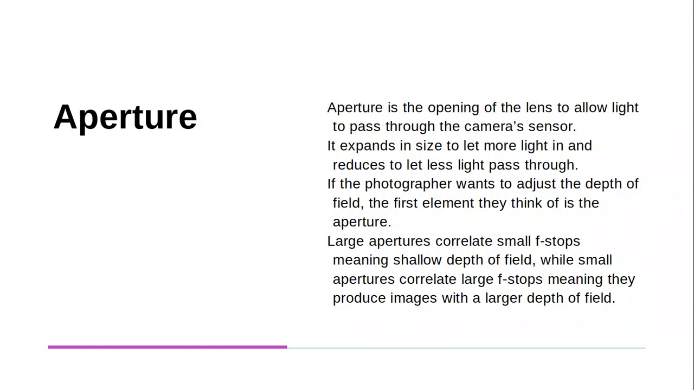It's the opening of the lens to allow light to pass through the camera's sensor. So that will expand in size to make more light pass through the lens. And the smaller it gets, the less light that could come through.